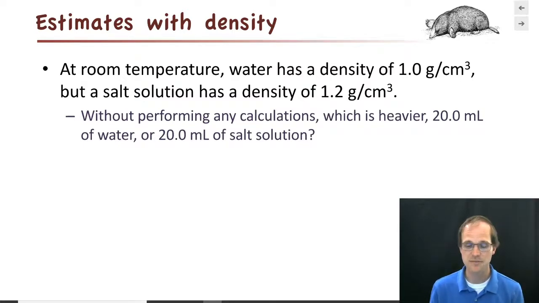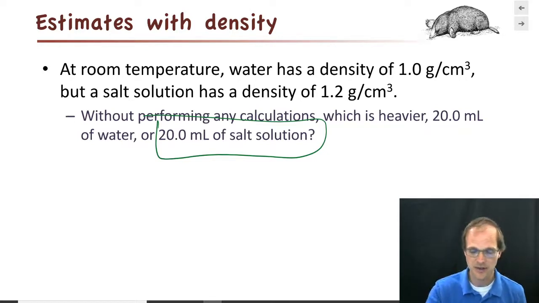Imagine these are grams per cubic centimeter. What if I had 1 cubic centimeter? Then that 1 cubic centimeter, 1 milliliter, would weigh 1 gram for a water solution, and a salt solution would weigh 1.2 grams. So same volume, more mass. And so the 20 milliliters of salt solution is what we think would be heavier in this case. It would be more massive, if you want to call it that. Okay? So we can think about problems like that as well.